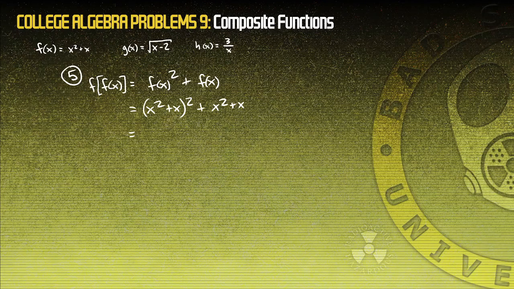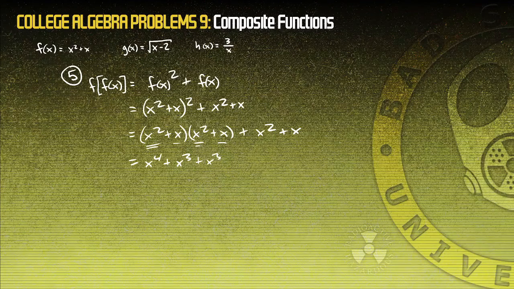So then you've got to multiply these out. I'll just write it so it's easier to read. You have x squared plus x times x squared plus x, plus x squared plus x. So you multiply these together: x squared times x squared is x to the 4th, x squared times x is x cubed, x times x squared is x cubed, and then x times x is x squared, plus x squared plus x. And then we just add these all together. So we have x to the 4th plus 2x cubed plus 2x squared plus x.